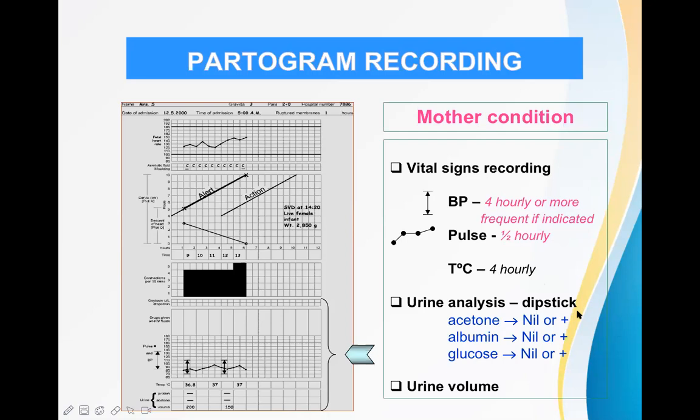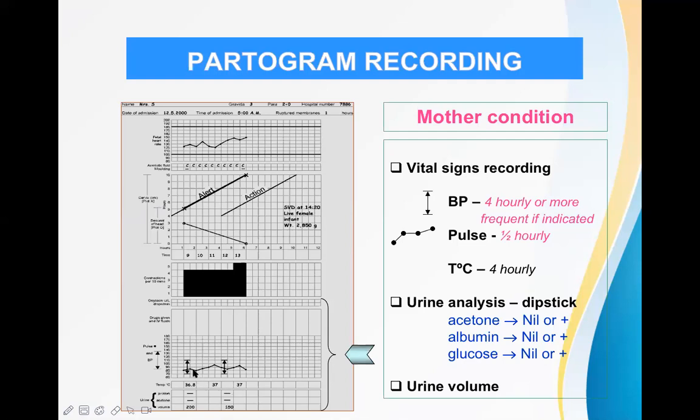Urine analysis is done by dipstick test. Acetone nil, albumin nil, and glucose nil, we have to record it exactly like this. So look at this graph now. Protein is negative, nil. Here also nil. Acetone is nil, here also nil. And this is the volume of the urine, 200 ml and 150 ml. Here is the temperature, 36.8, 37 degrees, 37 degrees.